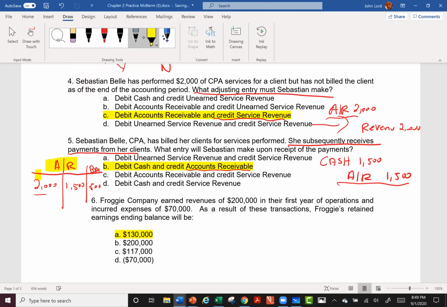Do you see the T? Yep. I pity the fool that doesn't see the T. Do you see the T? Yes. Okay. It's like a scale like this, isn't it? Hey, I'm a little debit heavy. So this account has a debit balance of 500, which is what she still owed.